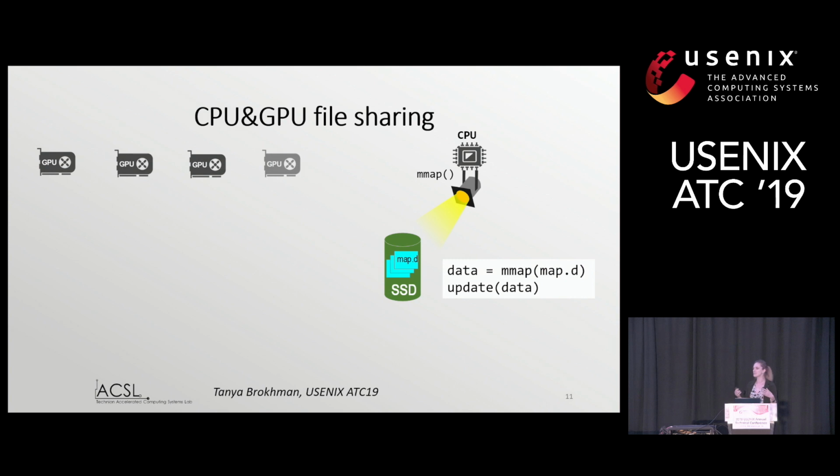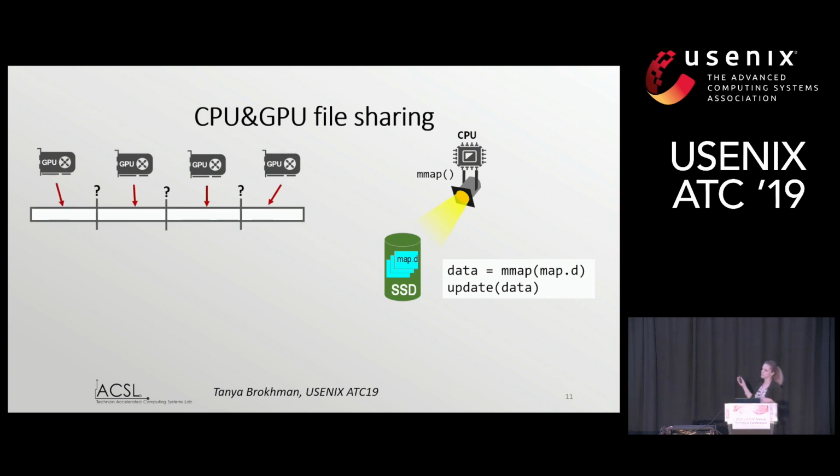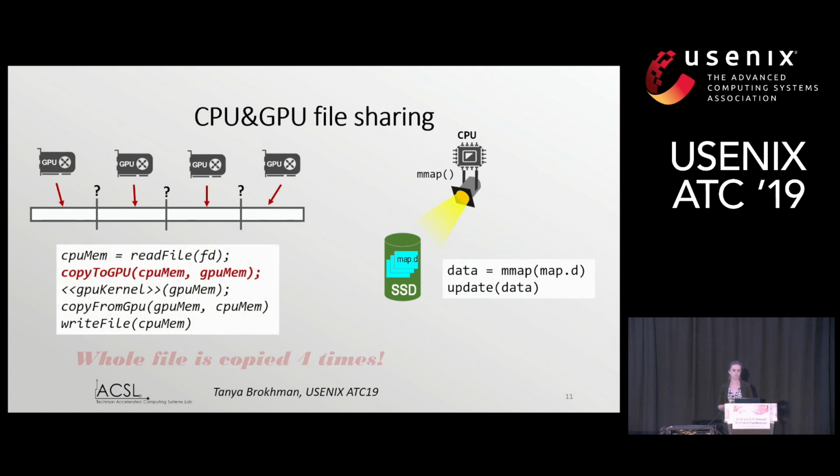But let's take a look at a broader example of some CPU application sharing a file with multiple GPUs. And each of them is working on a different portion of the file. But which portion is calculation dependent. So our CPU application just m-maps the file as before. But for the GPU, we would have to copy the whole file into each of the GPU memories.